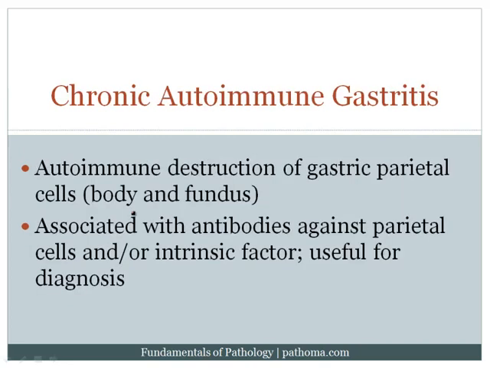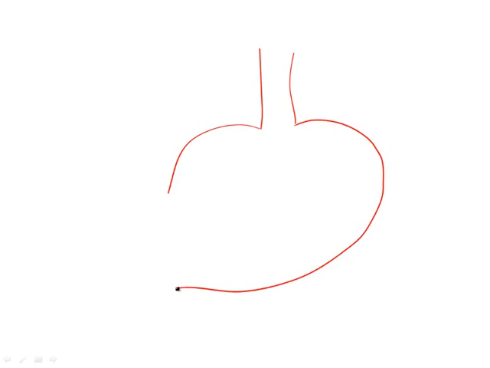In chronic autoimmune gastritis, you get autoimmune destruction of the parietal cells. Now recall that the parietal cells are predominantly present in the body and the fundus. Let's go back and review. Remember that when you think about the stomach, that's the esophagus there, and then the stomach comes off, and when the stomach comes off, you've got multiple regions.